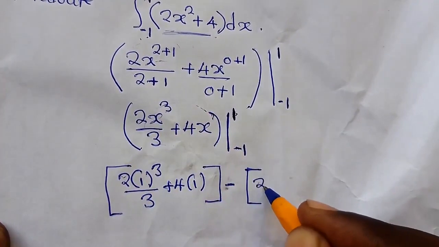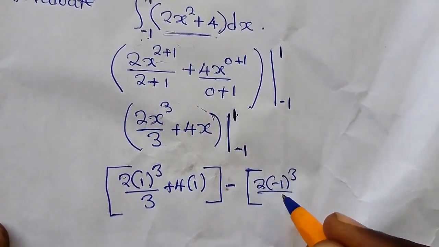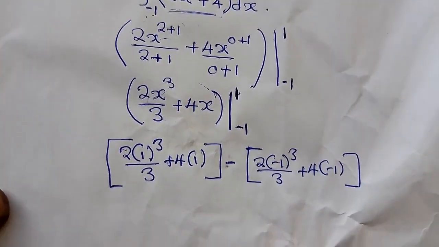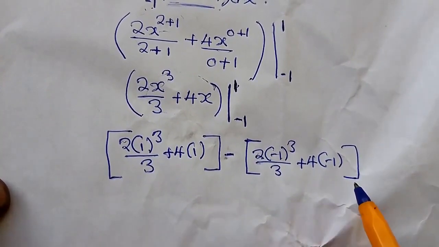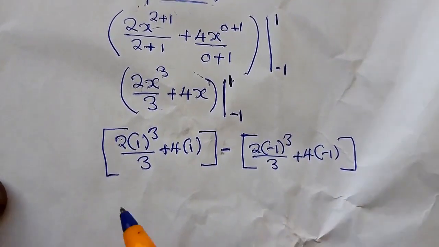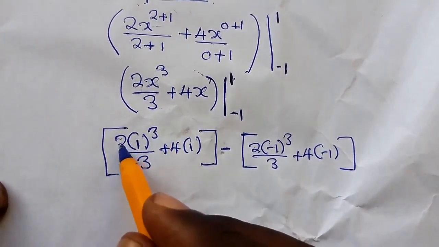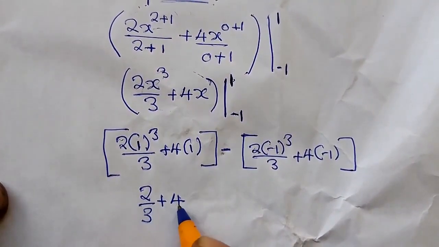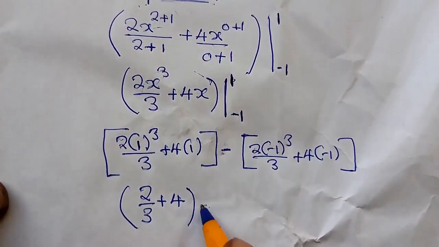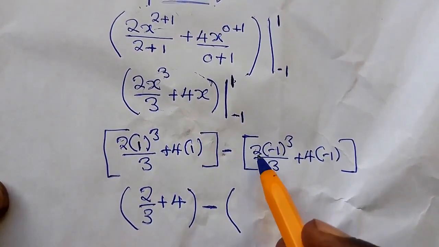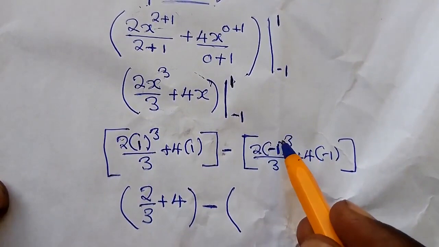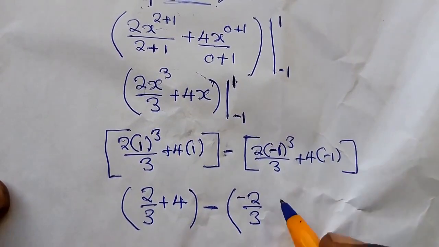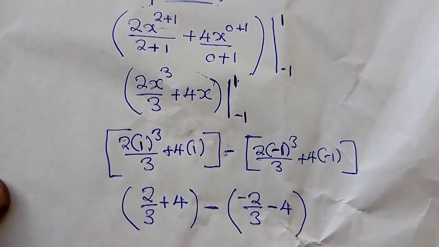So we've got 2 times negative 1 cubed over 3 plus 4 times negative 1, like this. Then you work out this part, you also work out that part. So 1 cubed is 1, times 2 is 2. So it's 2 over 3, then plus 4 here. Minus, I go here: negative 1 cubed is negative 1, times 2 is negative 2 over 3. Positive 4 times negative 1 is negative 4. Have you seen the way this has come out?